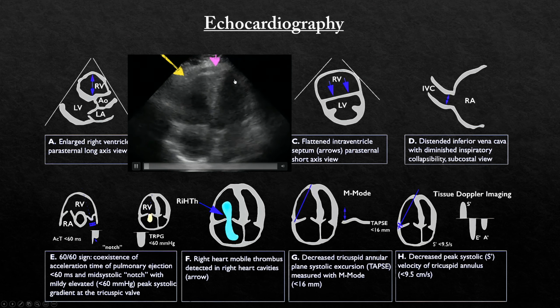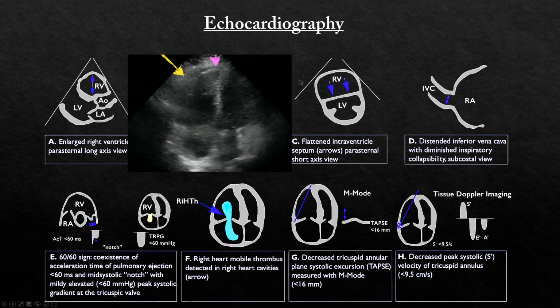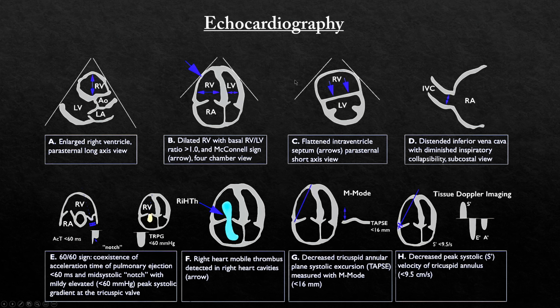As you can see in this echo, you see the apical part is moving and the free wall barely moves. This is McConnell's sign. It's not that specific, it's not that sensitive, but it can be one of these signs. A flattening of the interventricular septum and a D-shaped left ventricle, as you can see here. A distended inferior vena cava with diminished inspiratory collapsibility.